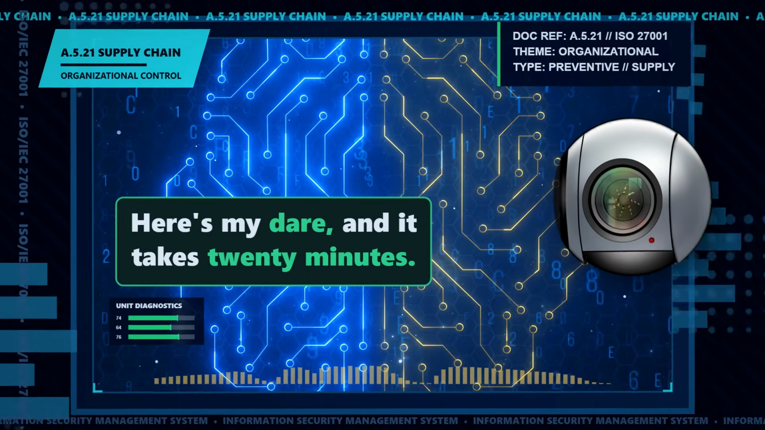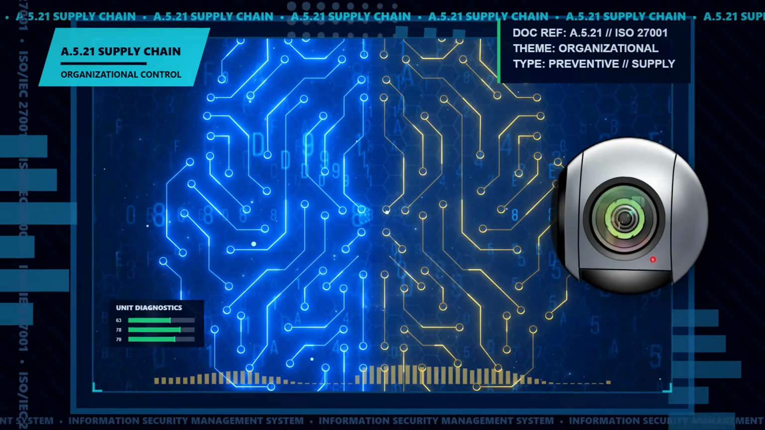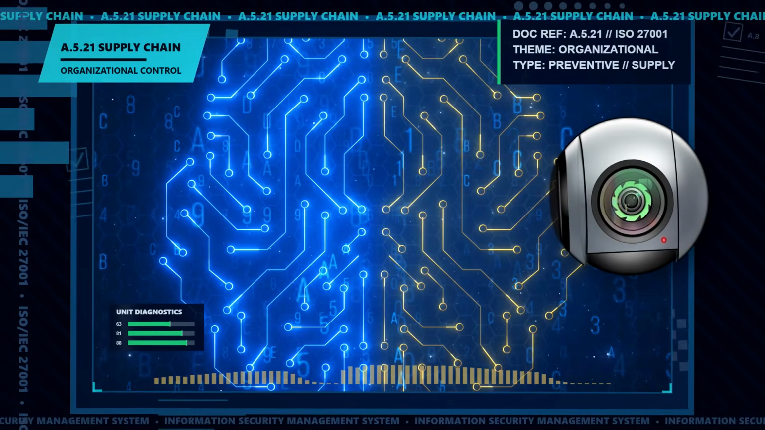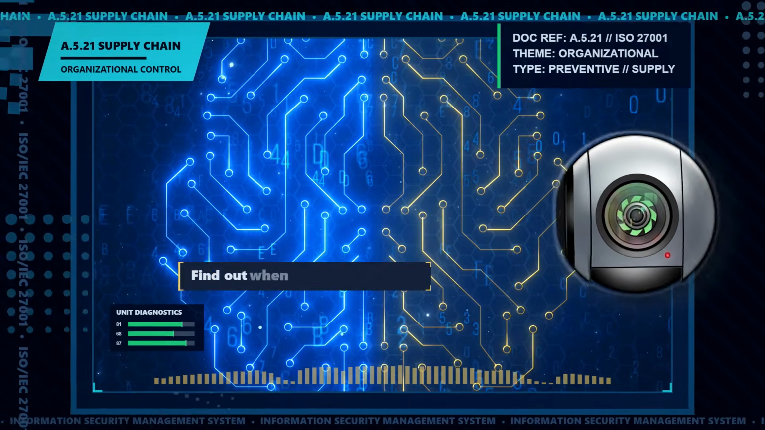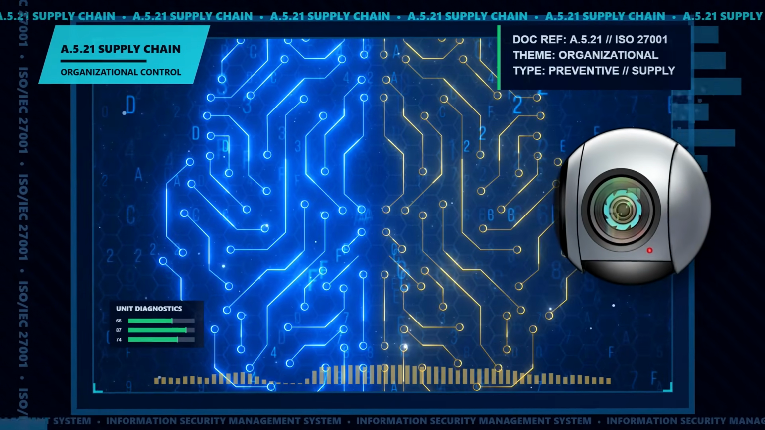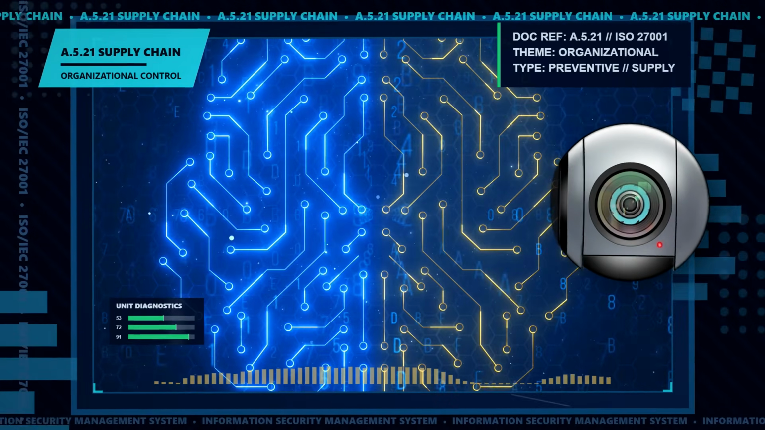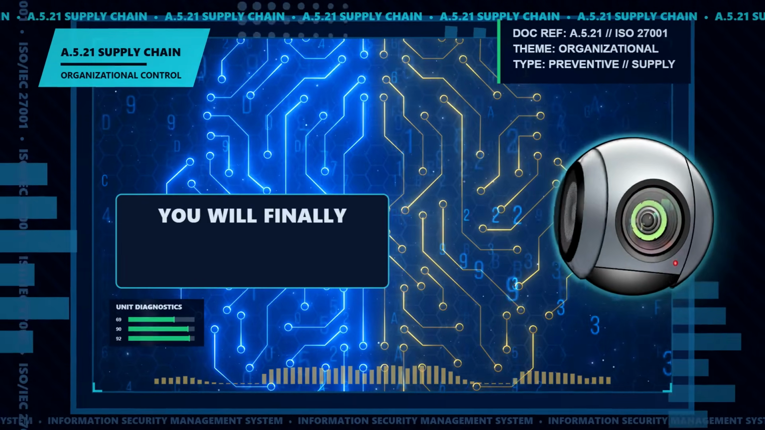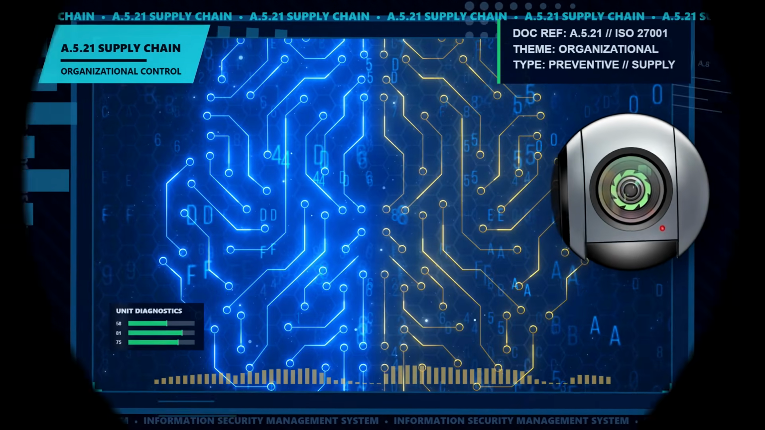Here's my dare, and it takes 20 minutes. Open your dependency list. Pick one package at random, ideally one you have never heard of. Find out who maintains it, find out whether that is one person, find out when it was last updated. Go and find your email provider's sub-processor list and count how many organizations are on it. 20 minutes, that is it. You will either sleep fine tonight, or you will finally understand why this control exists. Either result is a win. Only one of them is comfortable.